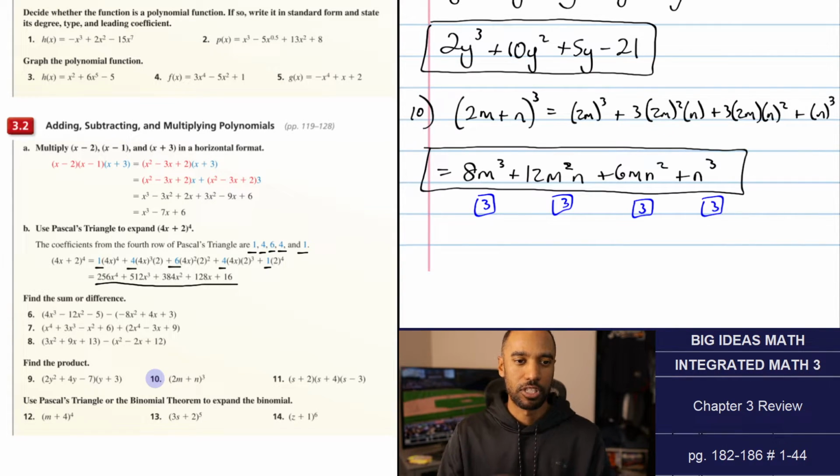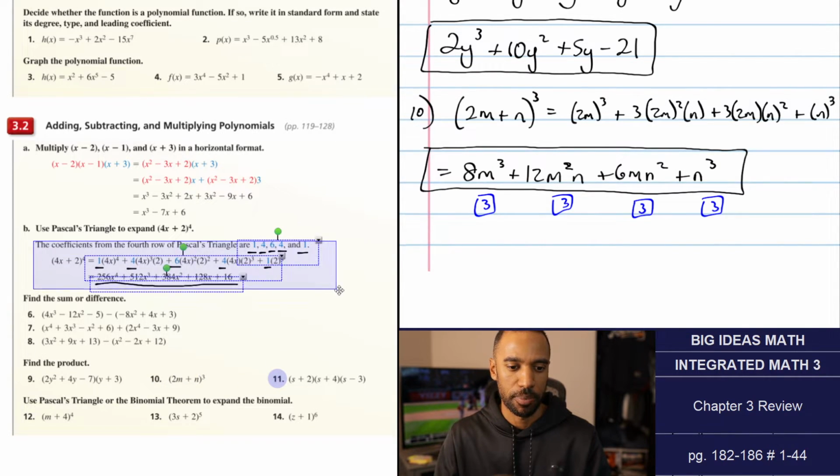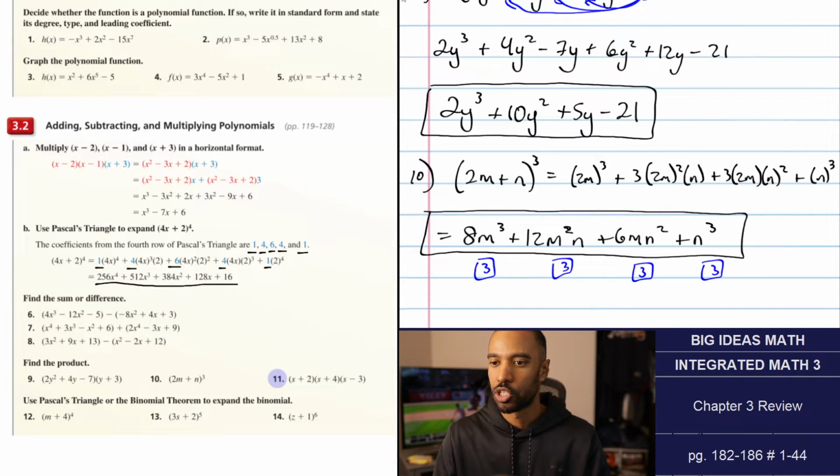Okay, that was a bit of a different kind of teaching in this portion right here for binomial expansion, but using that one formula. Let's go on to number 11.